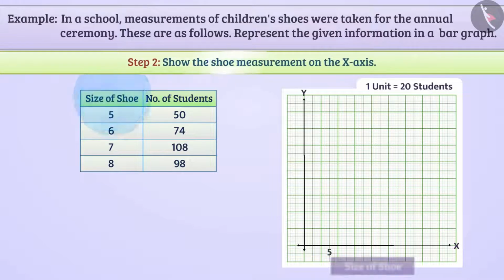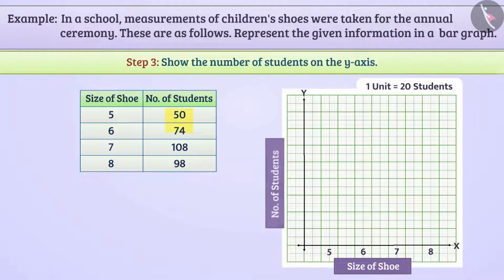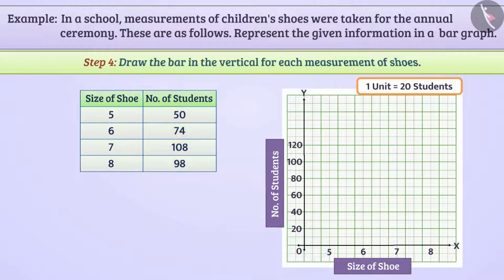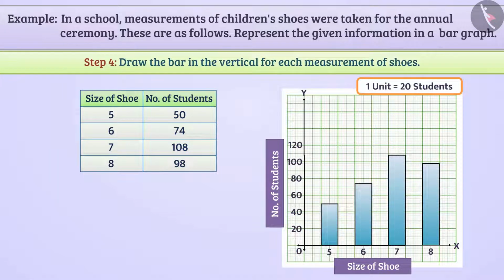We will show the shoe measurement on the x-axis. Similarly, we will show the number of students on the y-axis by taking scale as 1 unit is equal to 20 students. Since the maximum value is 108, we will end the number of students on the y-axis at 120. Now, we will draw the bar in vertical for each measurement of shoes whose length represents the number of students. In this way, we will draw the bars for all measurements of shoes. Thus, we have drawn the bar graph for the given information.